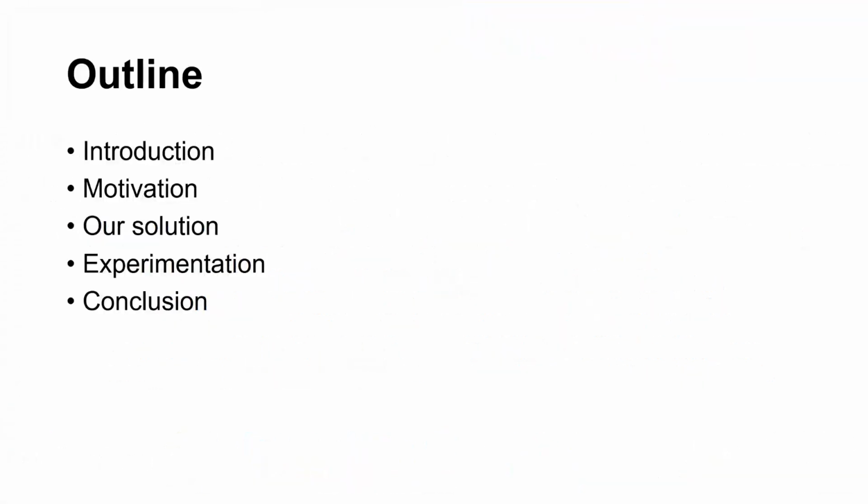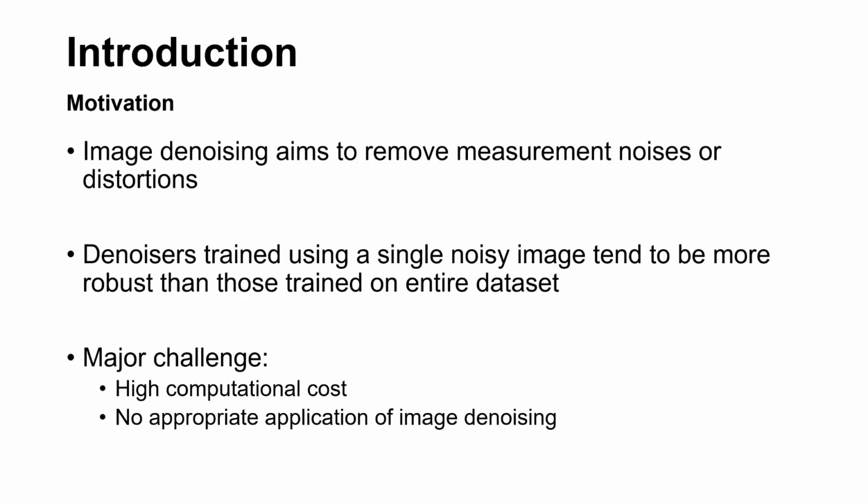In this talk, I will first talk about the relevant background and the motivations, and then our solution will be introduced in detail. Of course, the experimental results will be discussed after, and the talk will be concluded at the end. Image denoising is one of the most common problems within the field of image processing and computer vision. It aims to remove the measurement noise from noisy images.